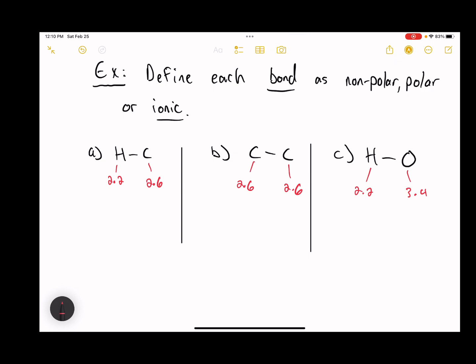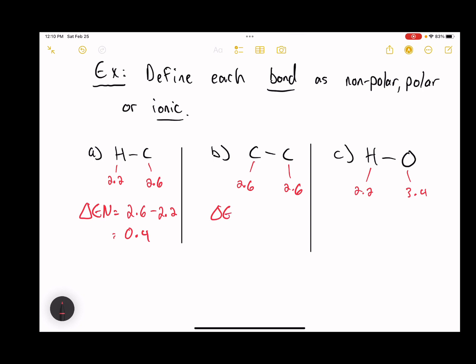So we are going to refer to that one. Here I have hydrogen to carbon, 2.2 to 2.6. When I take the difference in electronegativity, it's an absolute value, so it doesn't really matter whether you go 2.2 minus 2.6, but I always go bigger minus smaller. I end up with a value of 0.4.